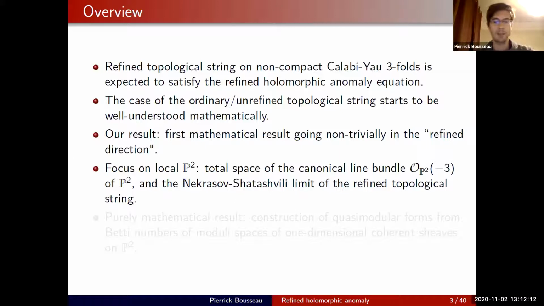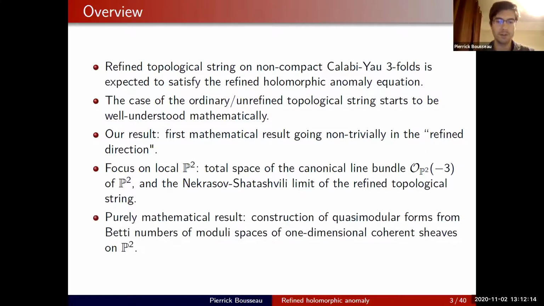Purely mathematically, the main result can be viewed as a construction of quasimodular forms satisfying non-trivial functional equations, starting from Betti numbers of moduli spaces of one-dimensional coherent sheaves on P2. So in pure algebraic geometry, you can make sense of this statement. We consider moduli spaces of sheaves, look at Betti numbers, and construct generating series out of them in a slightly strange way, and the output will be some quasimodular forms satisfying a non-trivial functional equation.